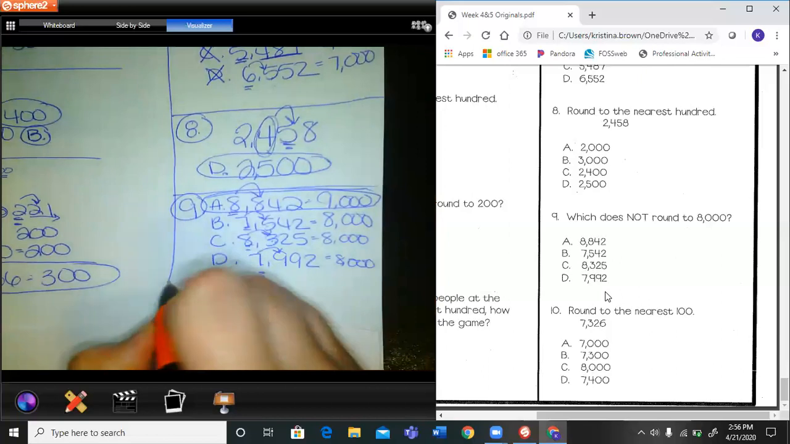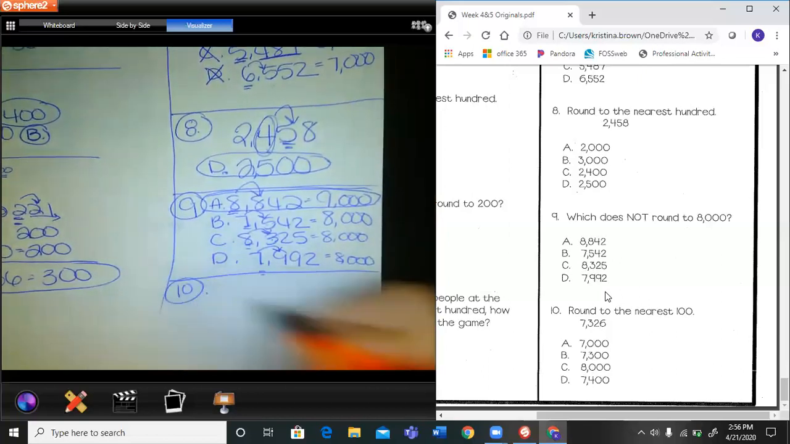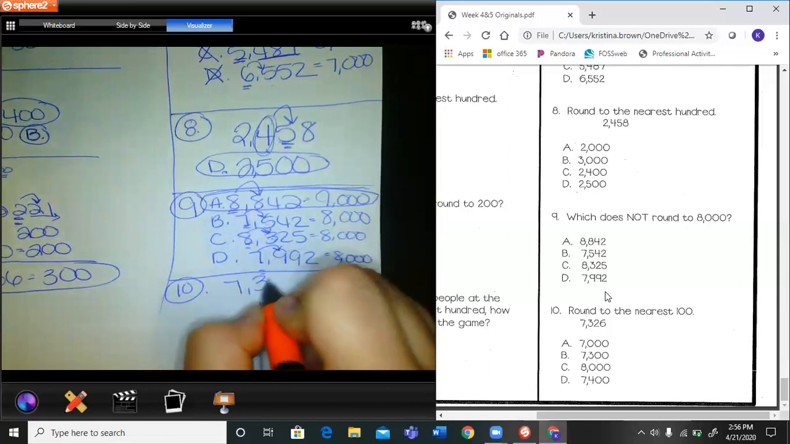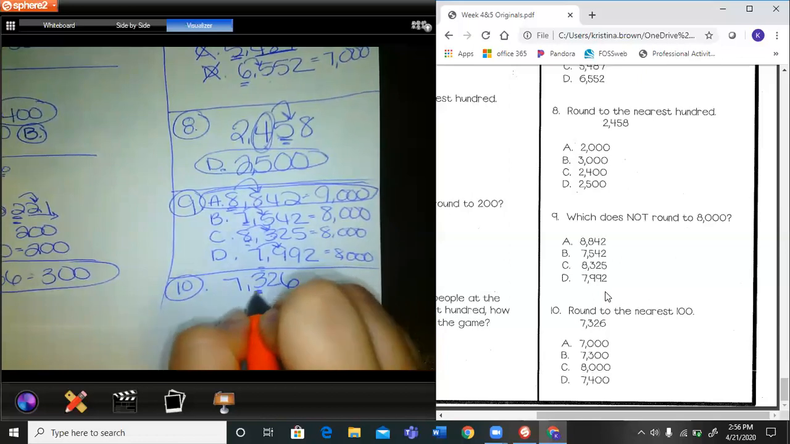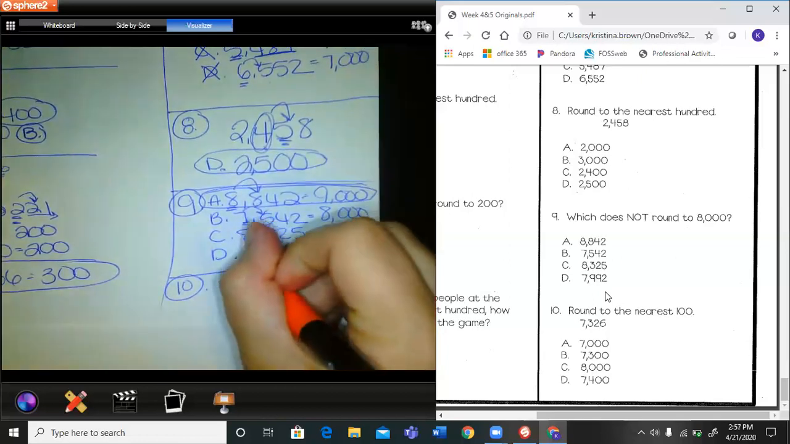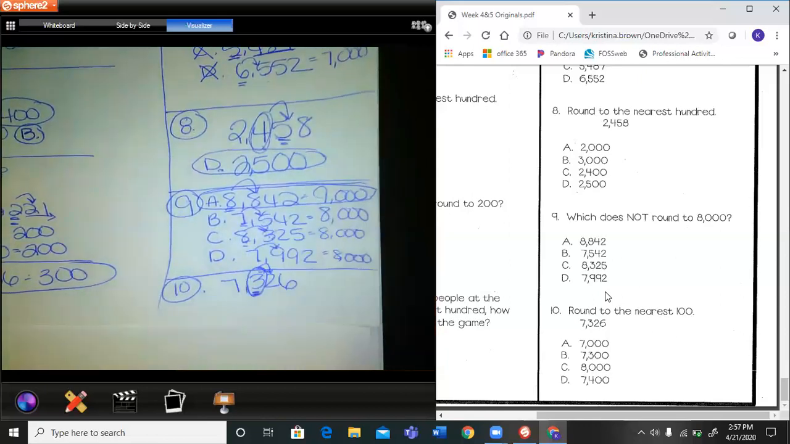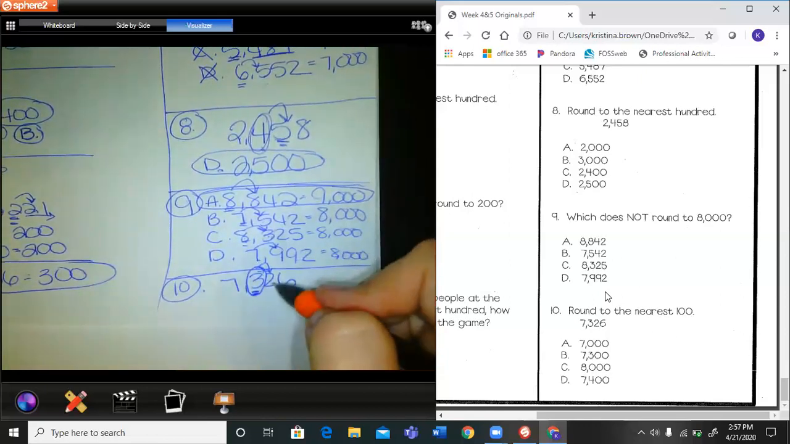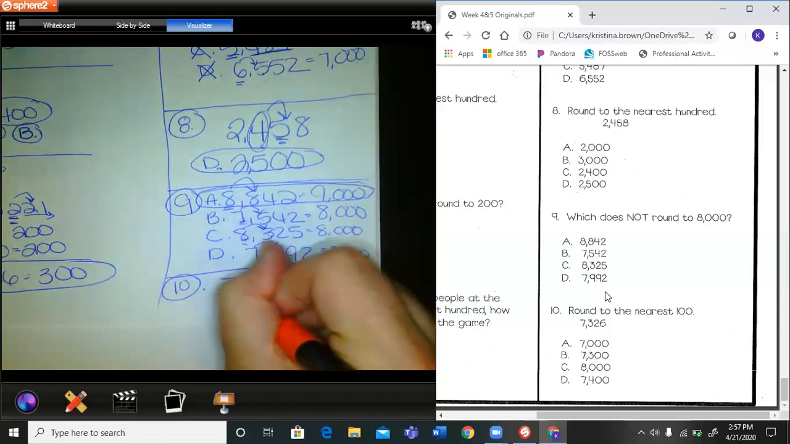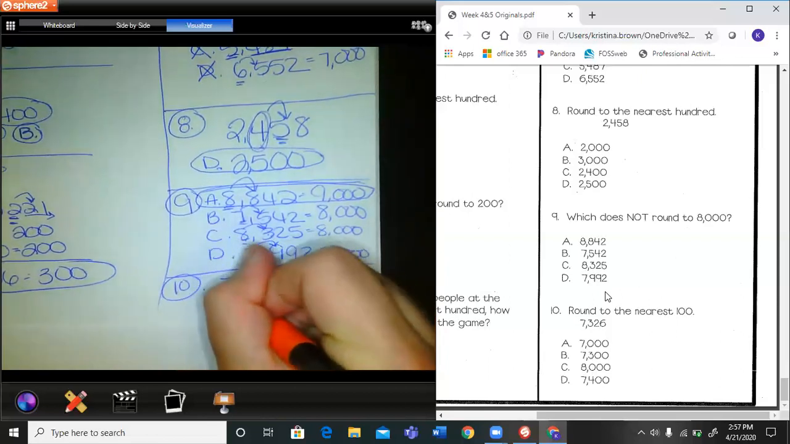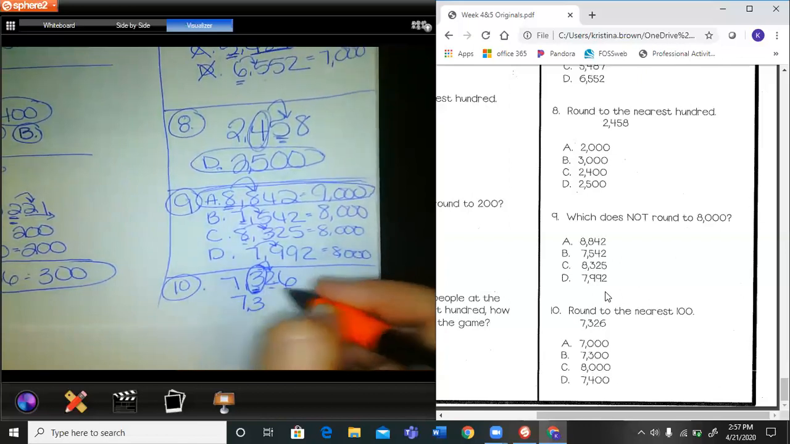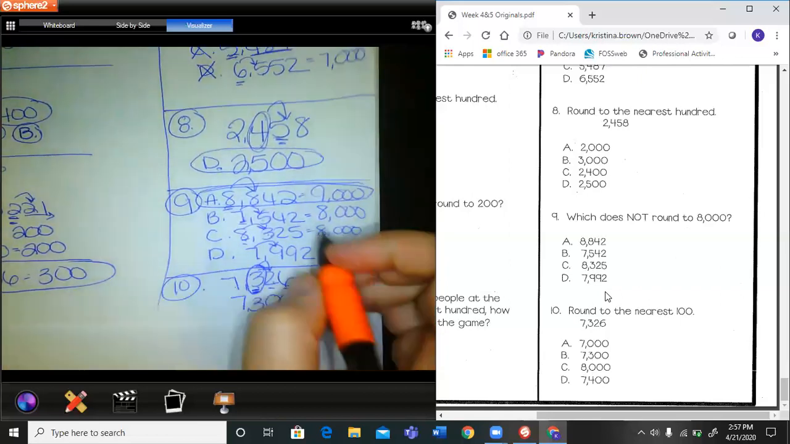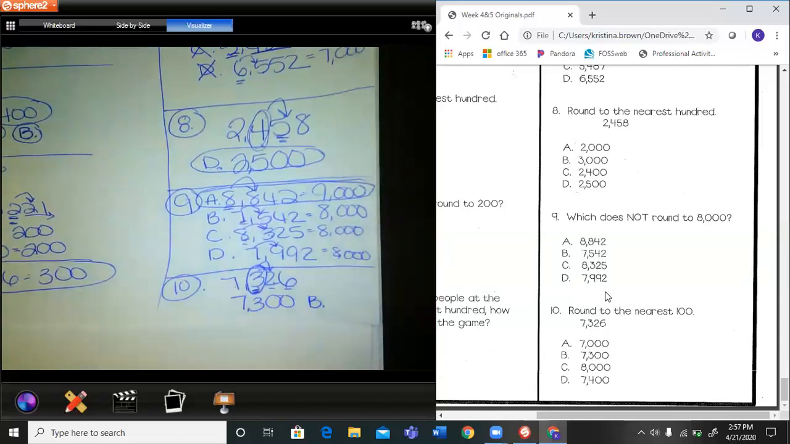And then our very, very last question, number 10. We're taking the number 7,326, and we are rounding to the nearest 100, which means our hundreds place. Find my number. Look to the right. 5 or more, raise the score. 4 or less, let it rest. This is a 2, which means our 3 is going to stay the same. Our 7 is going to stay the same because we're rounding to the hundreds place, so the thousands isn't changing. Then the 2 digits to the right turn to 0. So your answer should be B, 7,300.